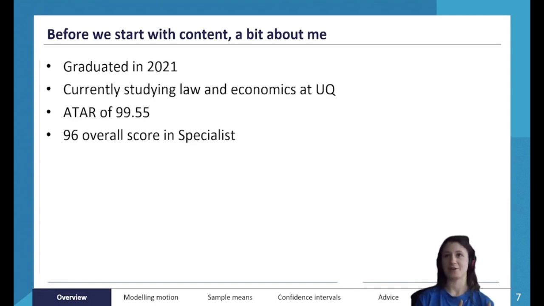If you take nothing else away from this lecture, don't disregard any of the syllabus dot points, especially because there is such a wide breadth of content. It's really easy to look at some of the dot points and be like, "Oh, do I really need to know that?" But please don't do that. Go through, make sure you know everything.